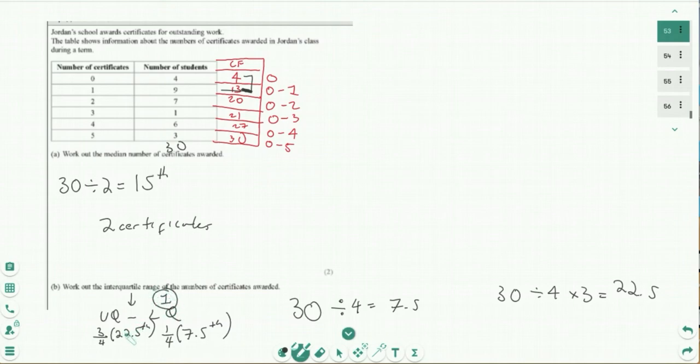The upper quartile, we're going to look for the 22.5th student. Well, 22.5 lies between 21 and 27, and we always choose the bottom rung. So the upper quartile is 4 certificates. So the upper quartile is 4, and the lower quartile is 1. We're just going to do 4 minus 1, which gives us 3. So our interquartile range is 3.